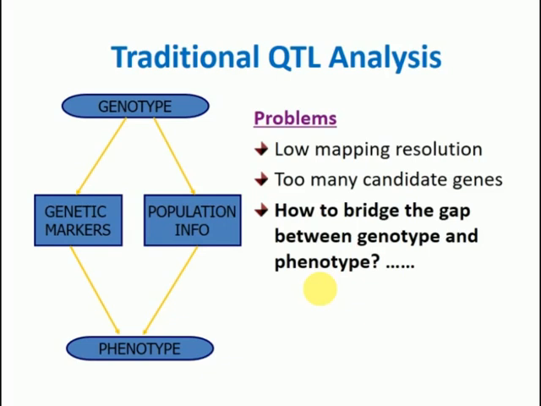There are too many genes in the QTL region, which contains tens or even hundreds of complicated genes. Which one is the crucial gene affecting the phenotypic variation of the trait? There's a lot of work there. In other words, to identify precisely at the molecular level the genes explaining the phenotypic variation of the quantitative trait is a really, really challenging task. That is how to bridge the gap between the genotype and the phenotype. The normal way is to improve the resolution.